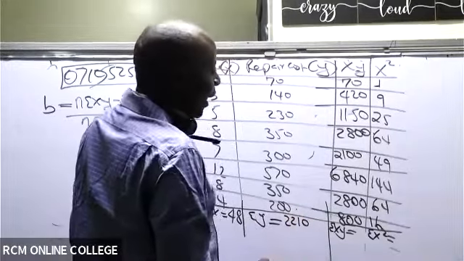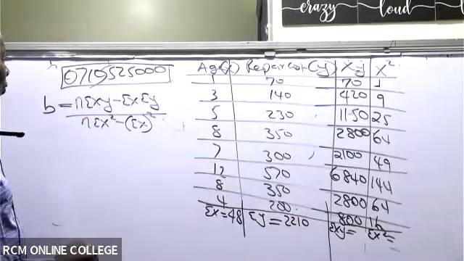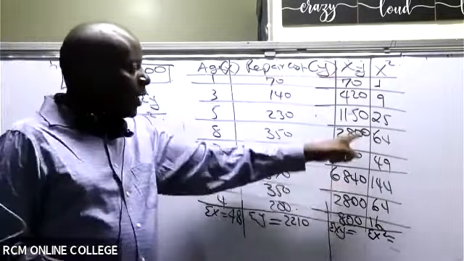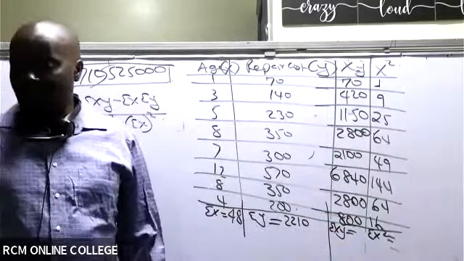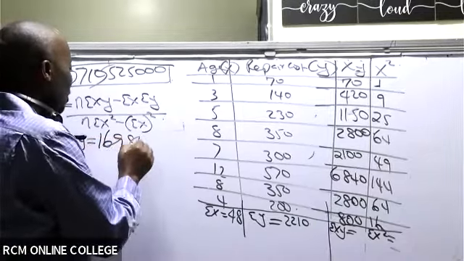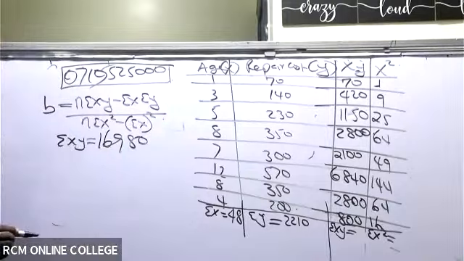How about the summation of xy? Can somebody give me that summation of xy down here? Anybody who has this answer? What do we have? Summation of xy: 16,980. Can someone else confirm that what this great sister of ours is giving us is correct? Yeah, somebody has confirmed 16,980.